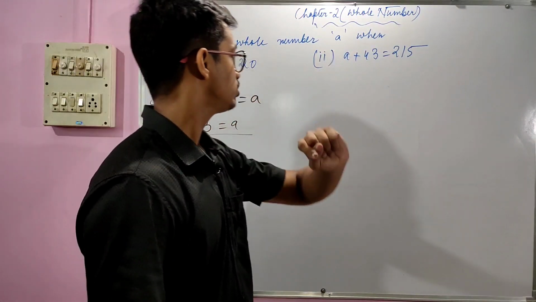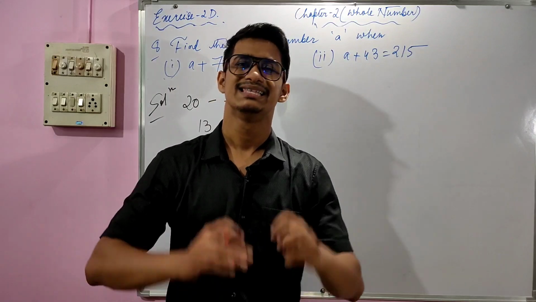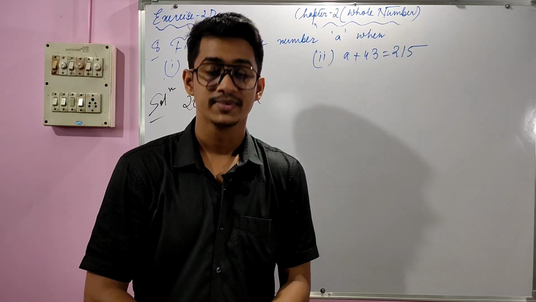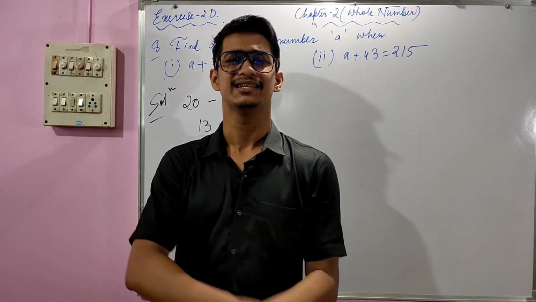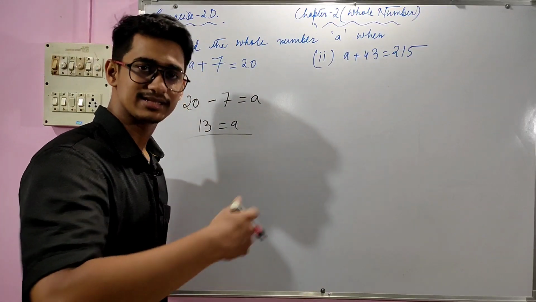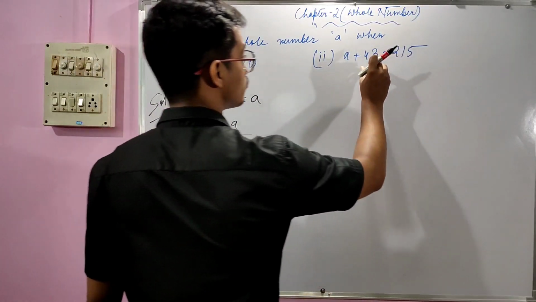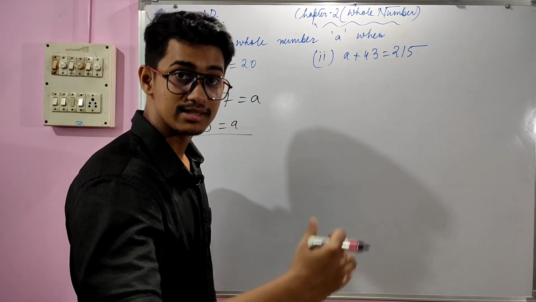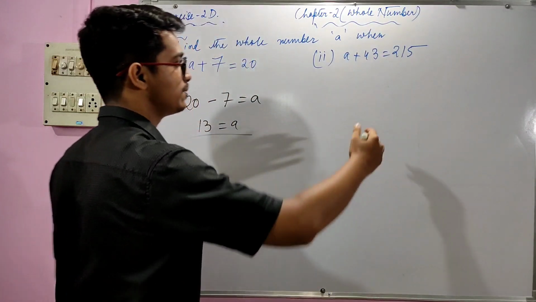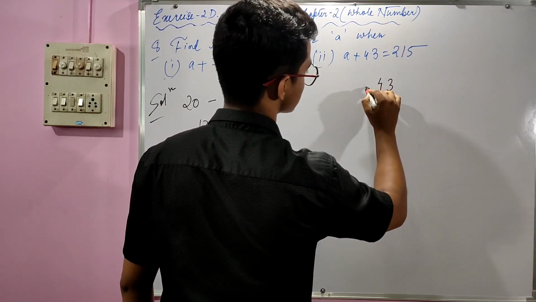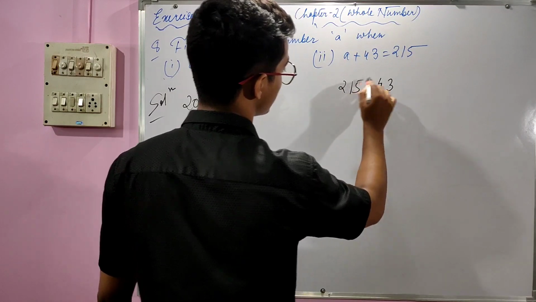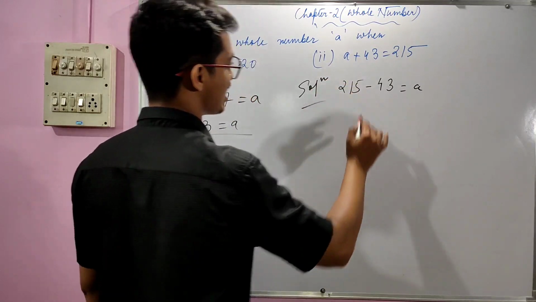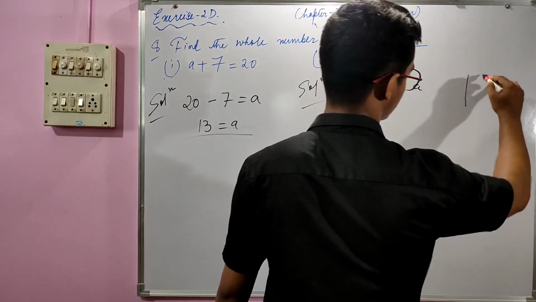So let's jump into question number 2. a plus 43 equals 215. Same statement: when 43 is added to a, it will become 215. Let's transform this addition sentence into a subtraction sentence. When 43 is subtracted from 215, it will become a. So the answer is 215 minus 43.